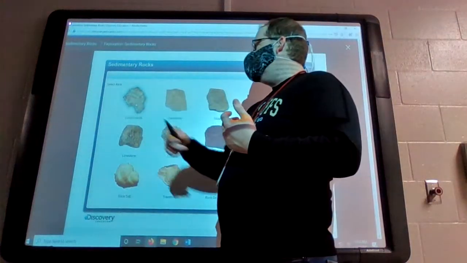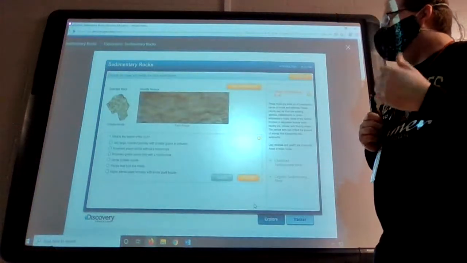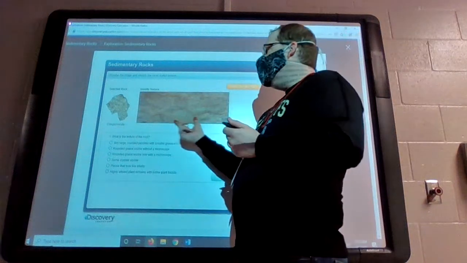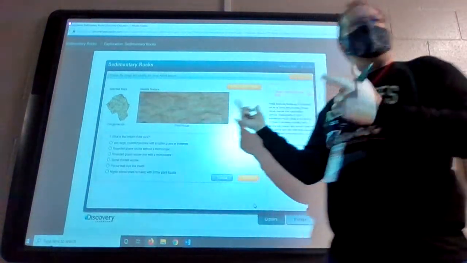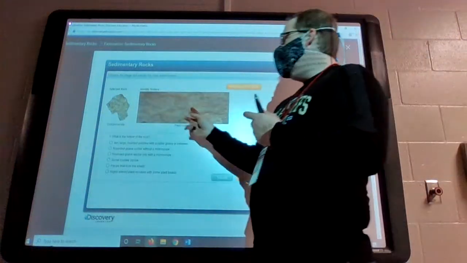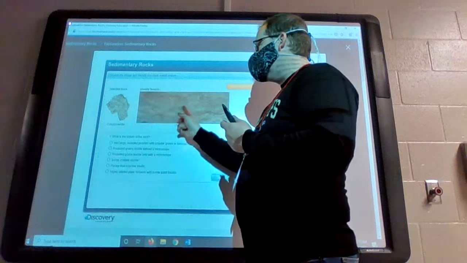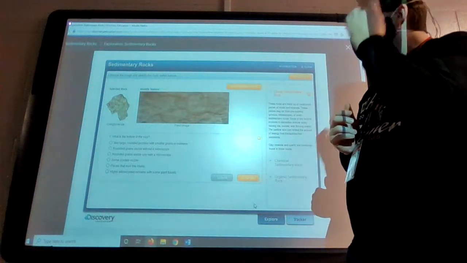So let's see what we need to do. We need to select a rock. We'll start with a conglomerate, and we will classify it. They show you a picture of it. This is not the greatest picture, but basically it's a rock that looks like it has big chunks of other rocks inside of it. I'm seeing these round circles here. These look like river rocks, like you would see in a nice mountain stream.